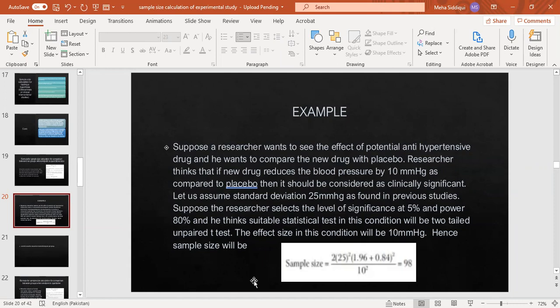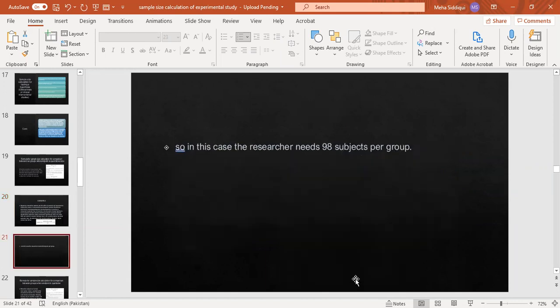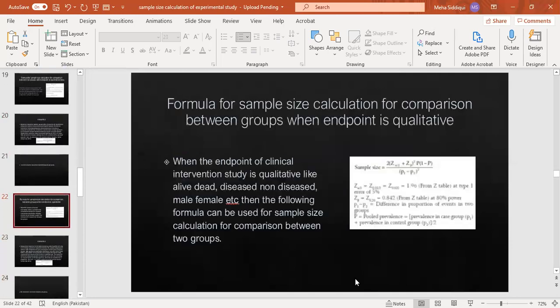So applying these values in the previous formula, here we can see that Z for alpha and beta is 1.96 and 0.84, and 25 is the standard deviation that we got from the previous studies, and 10 is the effect size. So applying these values, we get the value 98. So in this case, the researcher needs 98 subjects per group.